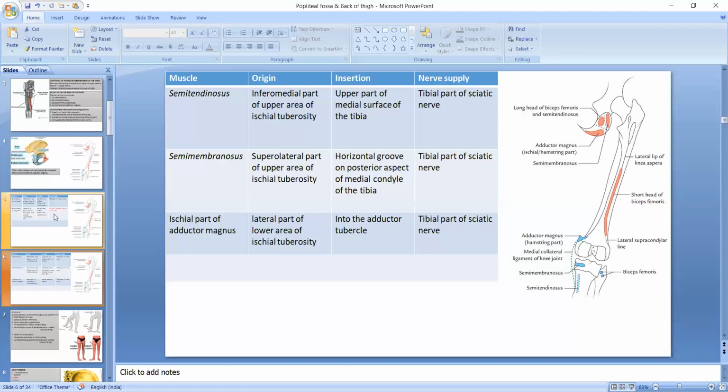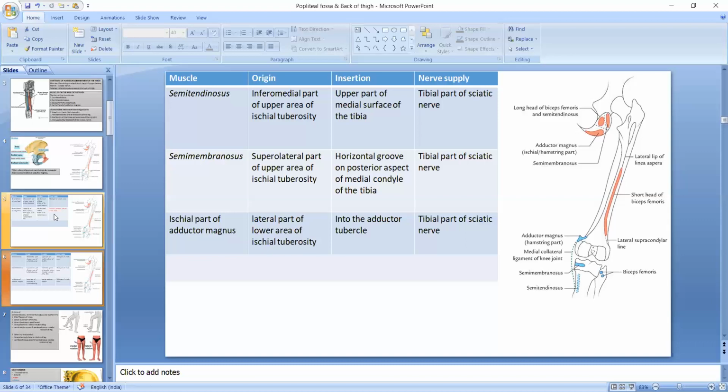Now the ischial part of the adductor magnus. Origin: it will be the lateral part of the lower area of the ischial tuberosity, and it will insert into the adductor tubercle. The nerve supply will be the tibial part of the sciatic nerve.